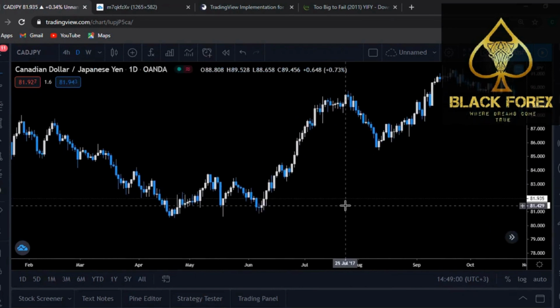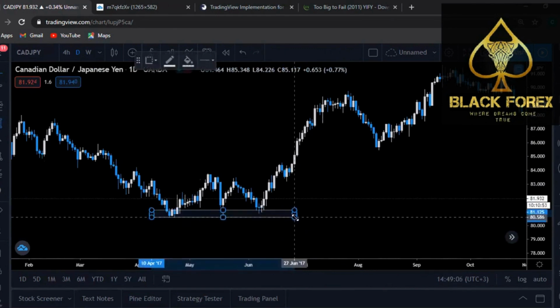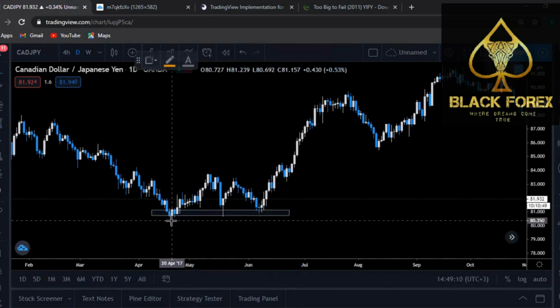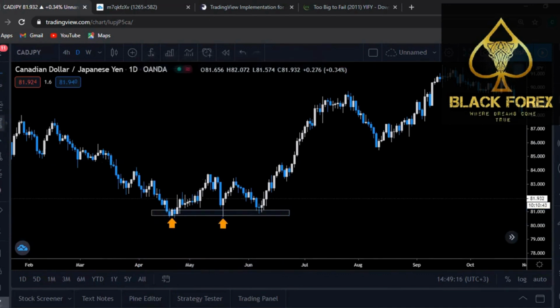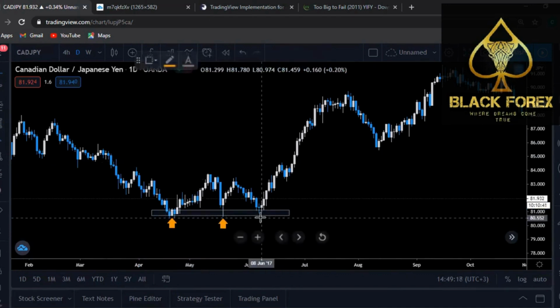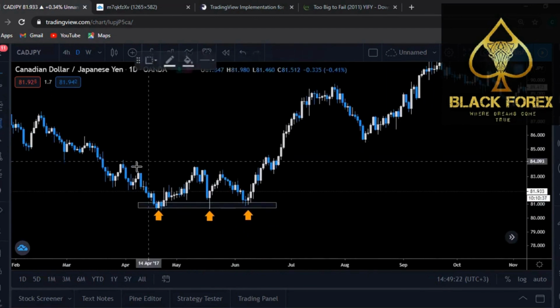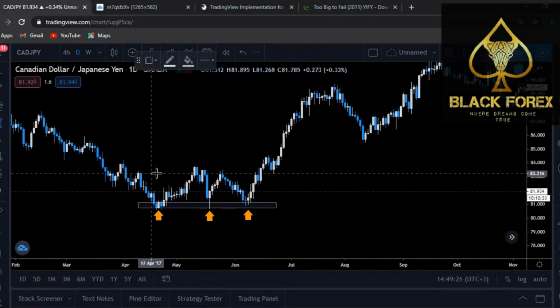Oh yeah, I think I found it. Let's see. Yeah, here it is. We do have a triple bottom. We're on the daily time frame, CAD JPY. This is 2017. So this is what is called backtesting of the market structure, of the market prices, backtesting and seeing if your pattern actually works or not.